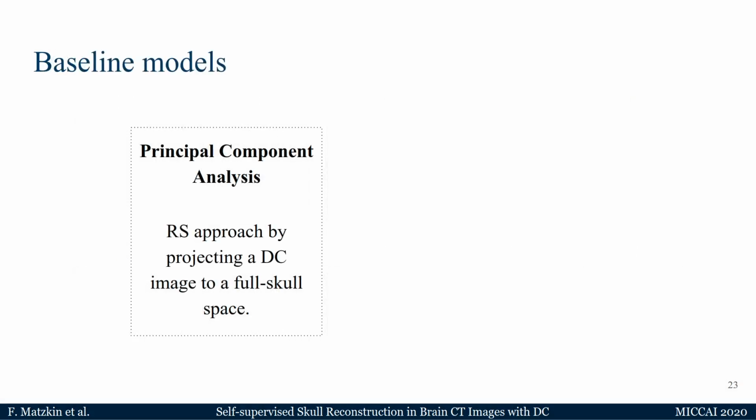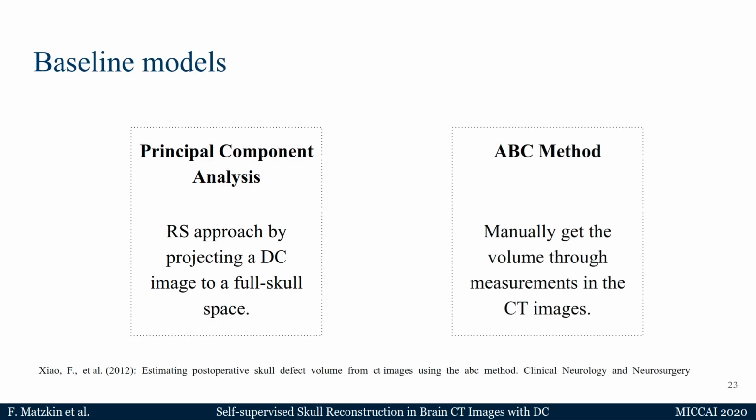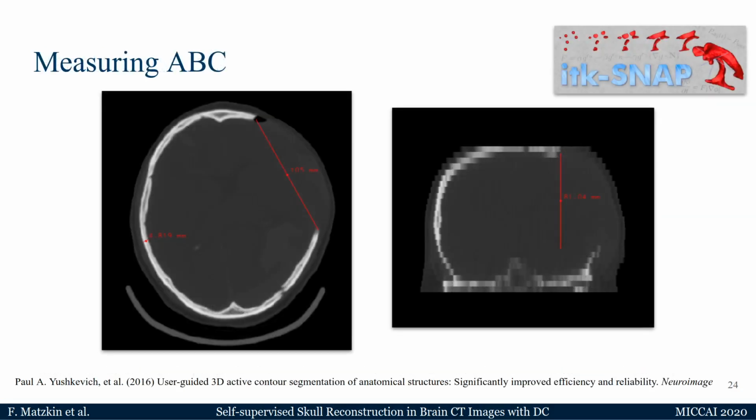For the task of bone flap volume estimation, we also compared our methods with the manual state-of-the-art ABC approach. This method requires annotating manual measurements on the DC images and estimates the flap volume following simple geometric rules. We use ITK-SNAP to manually measure the A, B, and C segments.